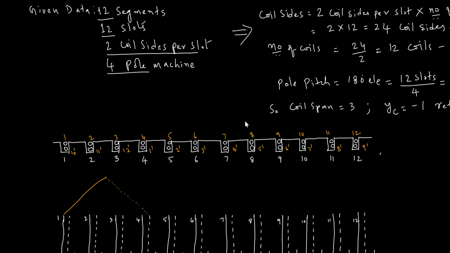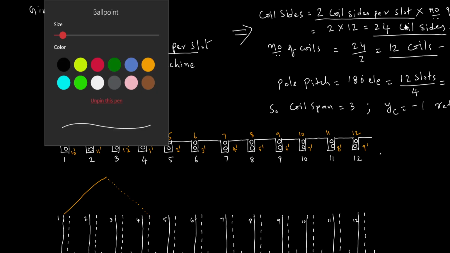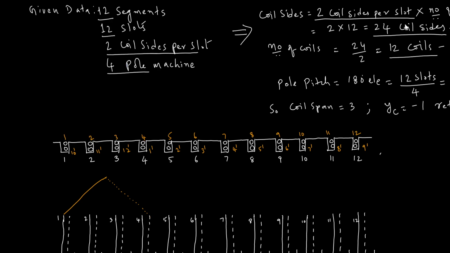2 coil sides per slot multiplied by the number of slots gives me a total of 24 coil sides on the armature, which means that 12 coils are there on the armature. Now, pole pitch is always 180 degrees electrical.